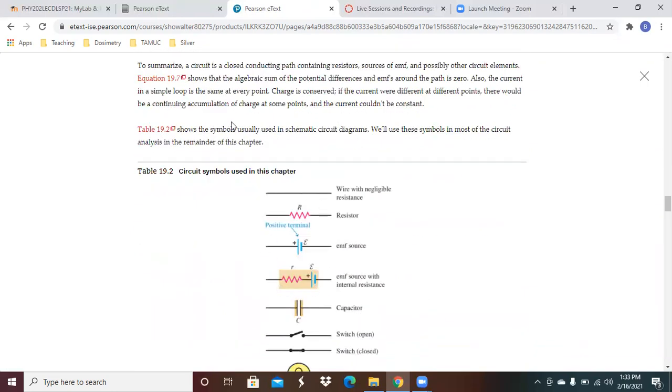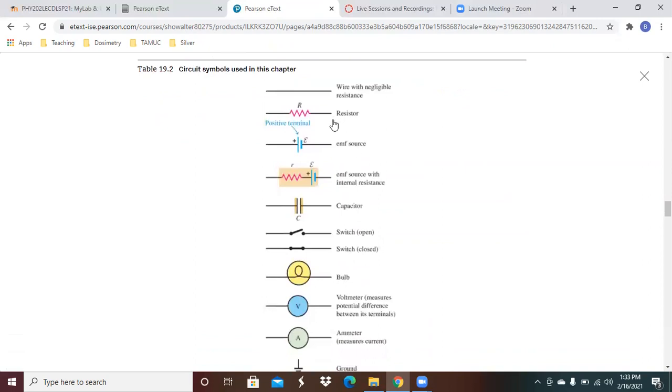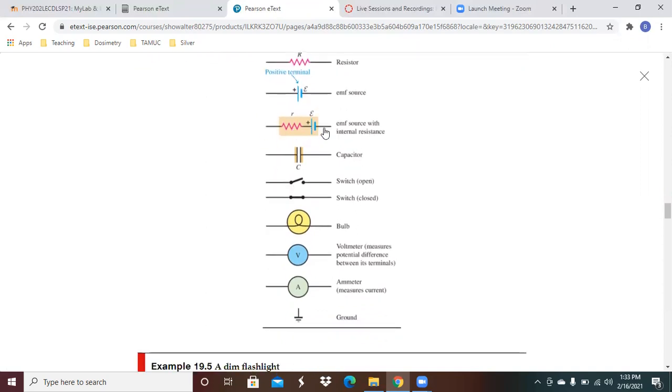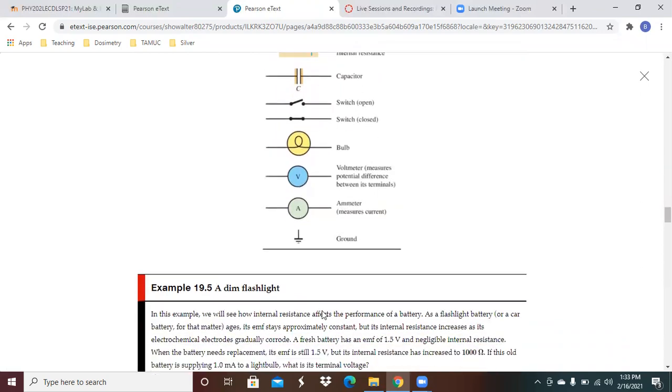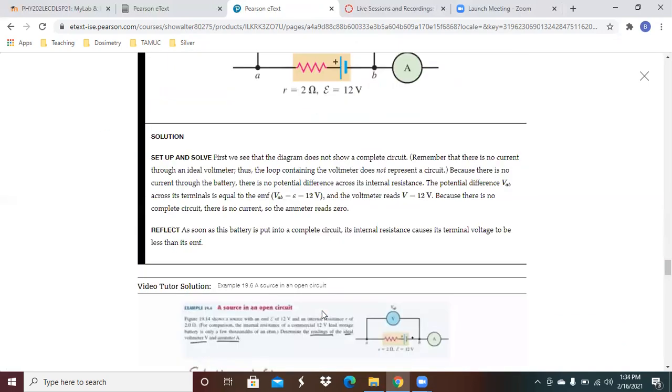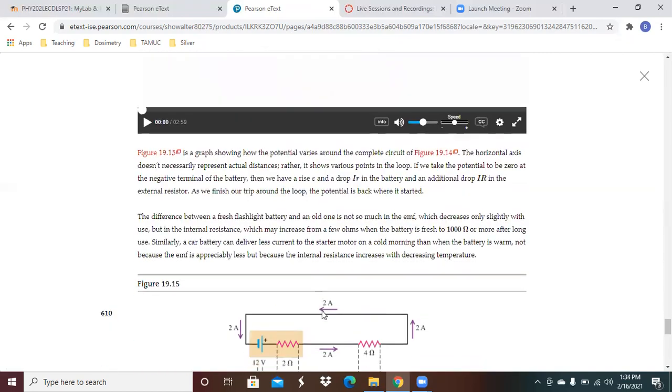This figure is going to show the symbols usually used in schematic circuit diagrams, and we're going to use these symbols in most of the circuit analysis in the remaining parts of this chapter. So you can see the wire with negligible resistance, then a resistor, positive terminal, EMF source, then you got something with internal resistance, you got a capacitor, open switch, closed switch, a bulb, a voltmeter, an ammeter, and the ground. So you got a few problems there to work through.